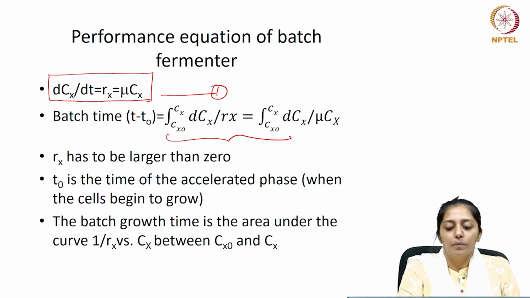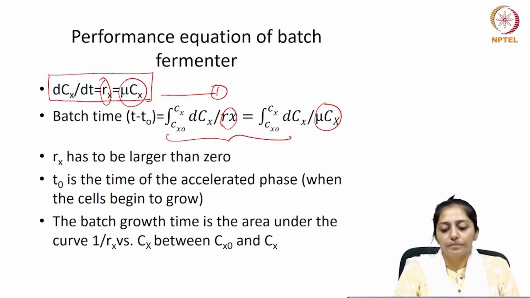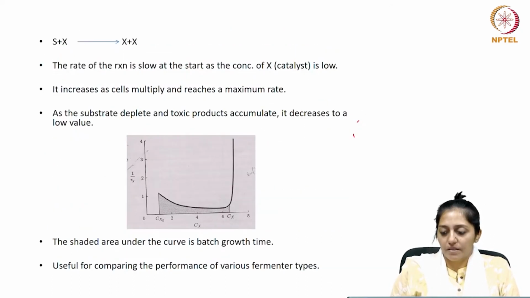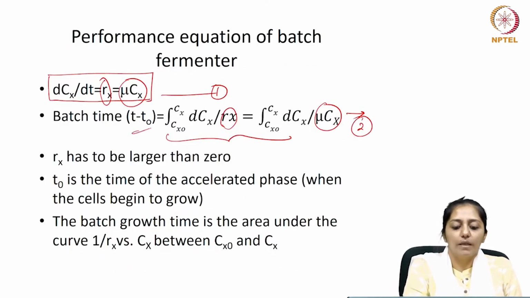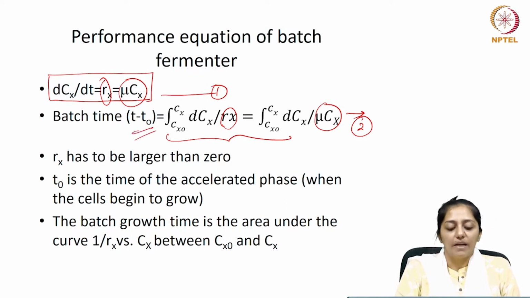Then Rx, which is given in equation 1, has been further substituted as mu times Cx, as again shown in equation 1, and you apply the limits after integration. So this is how you can calculate the batch time. Now, T naught is generally equal to 0 when we assume that there is no lag phase.